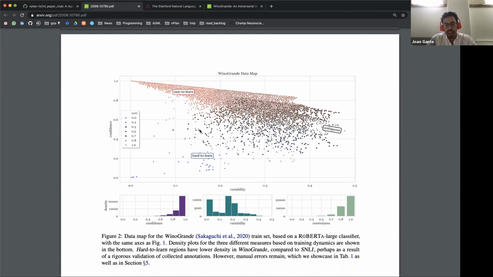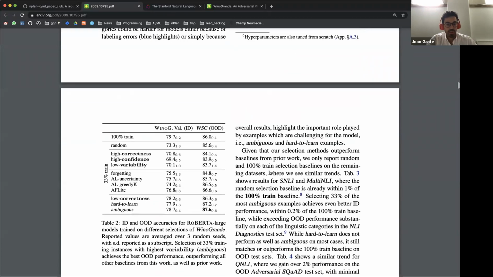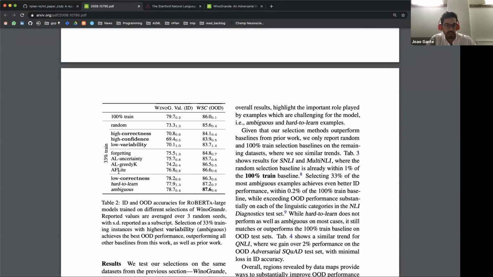I would like you to pay attention to the following subsets. The subset that contains the easy to learn samples, so high confidence, low variability. The subset that contains hard to learn samples, which is low variability, low confidence, and the subset of the ambiguous samples, which is high variability and whatever confidence. And if you look at Table 2, which compares the results, they also compare against other papers.